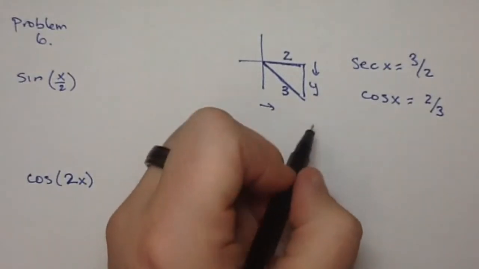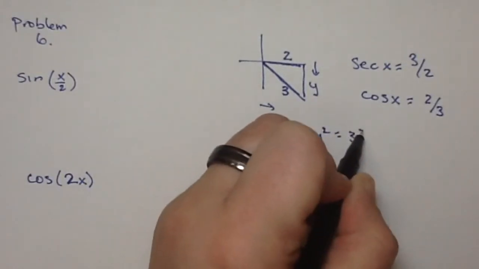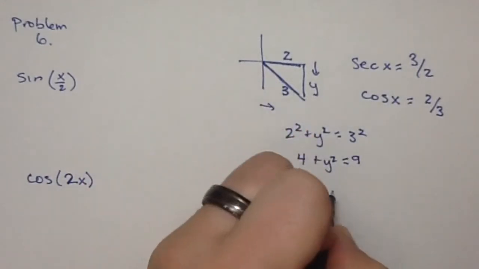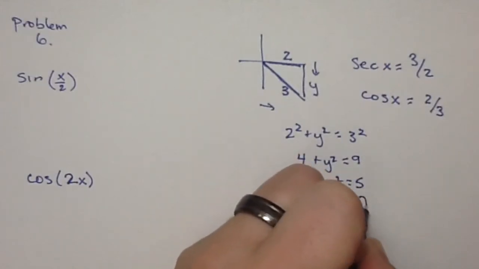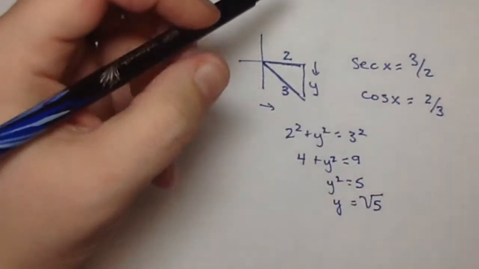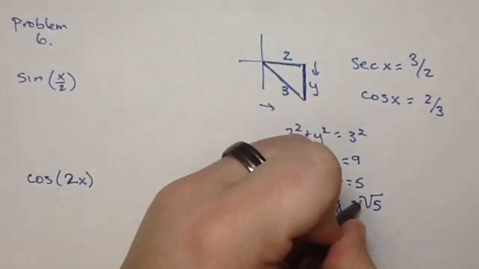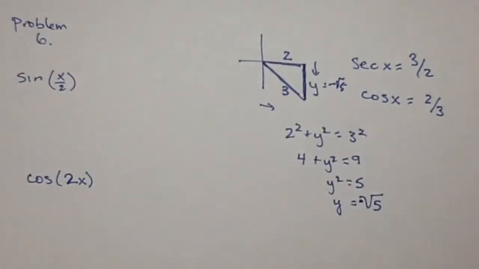We're going to use Pythagorean theorem. 2 squared plus y squared is 3 squared. So 4 plus y squared gives us 9, and y squared would be 5, and so y is root 5. And because we're in the fourth quadrant, this is going to be negative. So this is negative root 5.